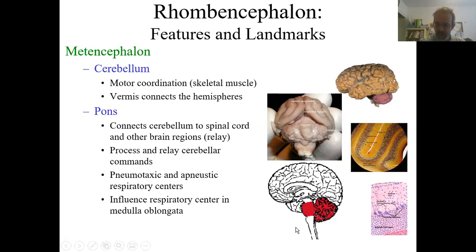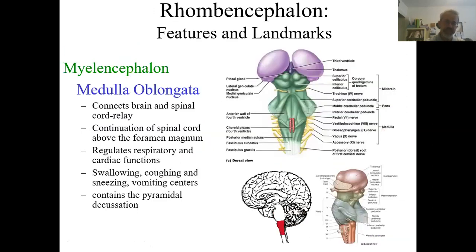If you had damage to the medulla, depending on what part of it, you could actually stop breathing. So the pons influences or regulates it. The medulla is responsible for initiating it. So let's take a look at the medulla. It connects the brain and the spinal cord, right? There's the brain, there's the spinal cord. What I really should say is that it initiates. So breathing is initiated, the process of initiation is through the medulla, but it has a much broader role.